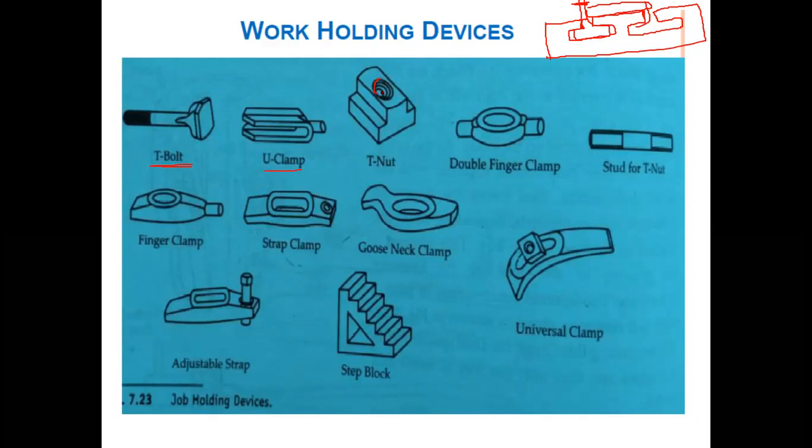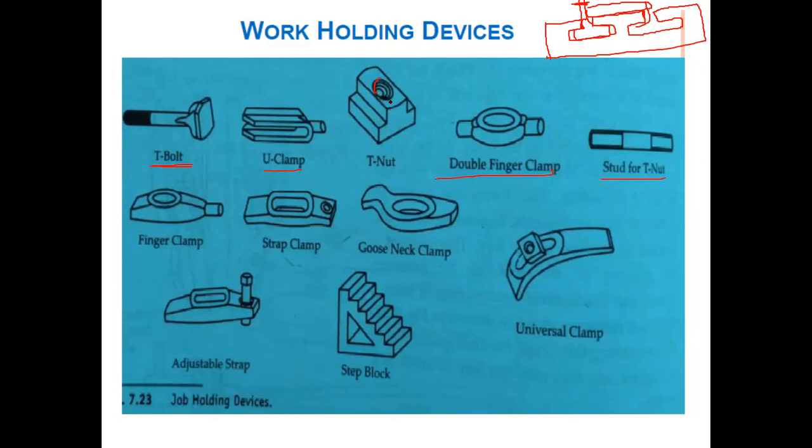So these bolts maybe go into this one, and this is holding whatever the workpiece above this. Similarly, double finger clamps. These are the typical clamps that are there. These clamps also can be used, and you can also use the studs. Studs normally have threading on both sides. So one side you can insert into this kind of hole.